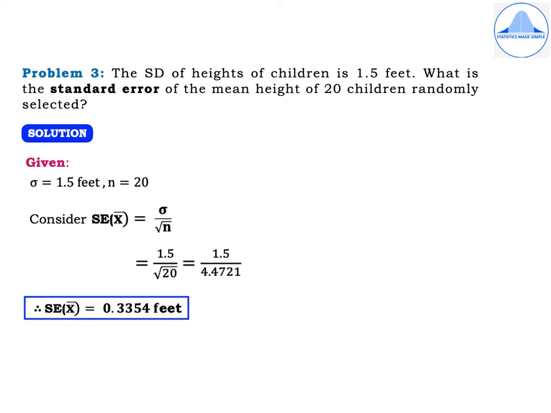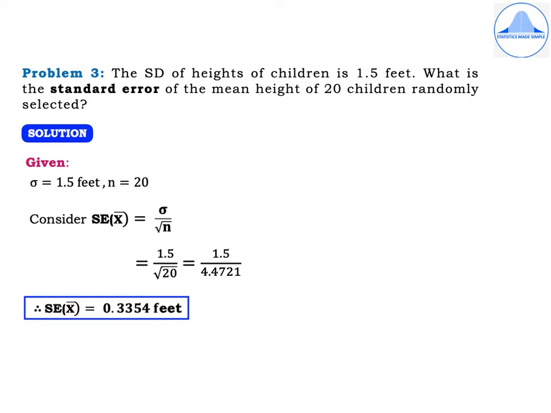Problem 3. The standard deviation of heights of children is 1.5 feet. What is the standard error of the mean height of 20 children randomly selected? Now, the first sentence, if you observe, doesn't have the word random sample. So, it is with respect to the population. And the standard deviation of the population is denoted by sigma. So, write given sigma equal to 1.5 feet. And 20 children randomly selected means it is the size of the sample. So, n is equal to 20.